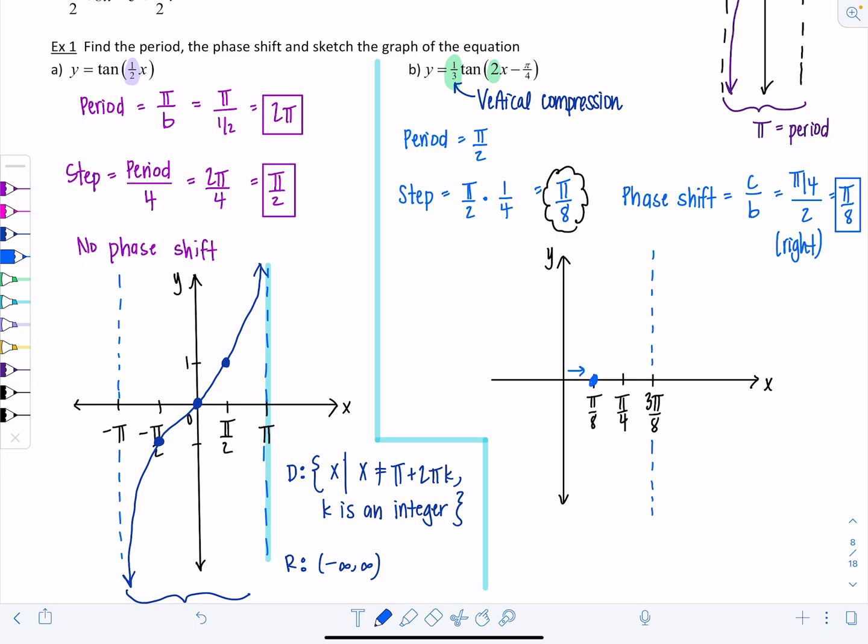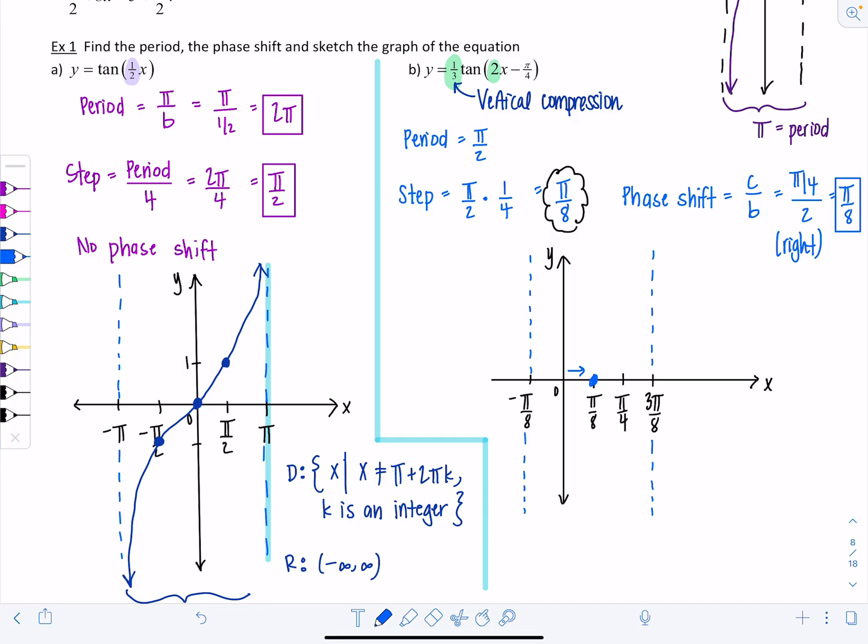Okay, back to the middle, back to pi over 8. Count 2 steps to the left, there's our next vertical asymptote. So 1 step to the left, we're at 0. 1 more step to the left, now we're at negative pi over 8. And another vertical asymptote. Good?